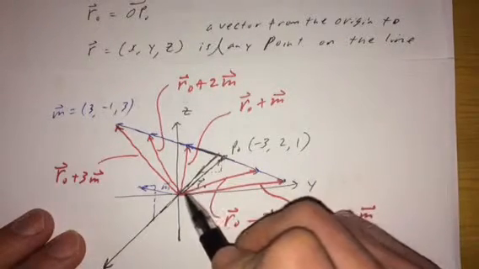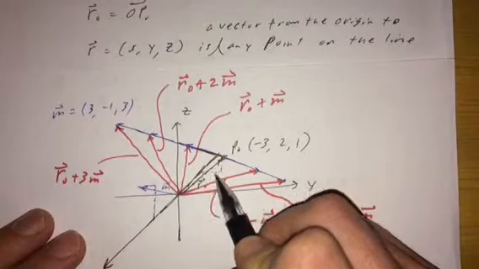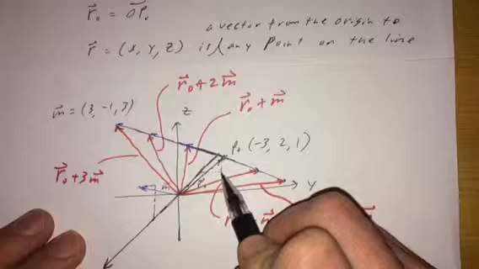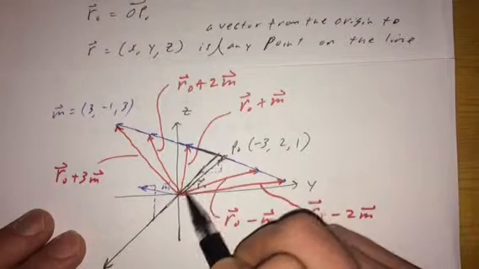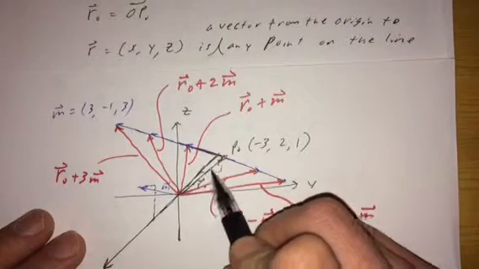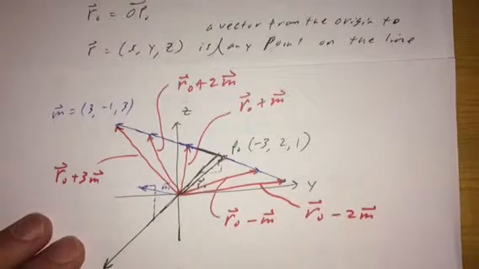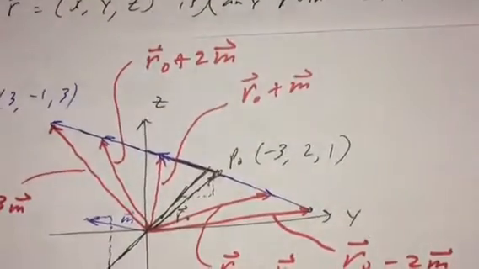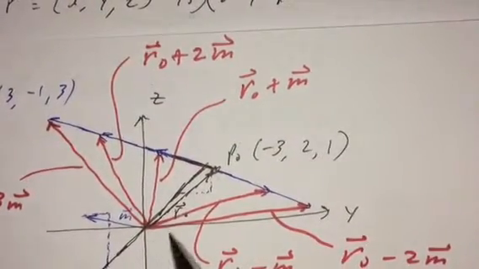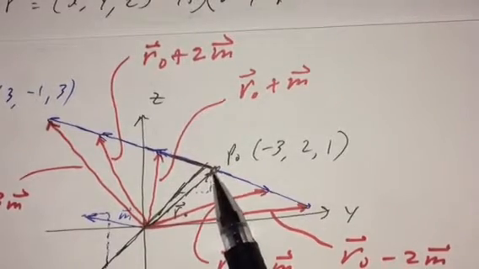So how do we find that? Well, we go negative 3 on the x-axis, 2 on the y, and 1 in the z. And that gets us that point P0. And then R0 is the vector from the origin to that point. So I've written it down here as R0. Okay? So I'm going to zoom in a little bit more here. You can see it a little bit better. So R0 is right here, this vector from the origin to that point.